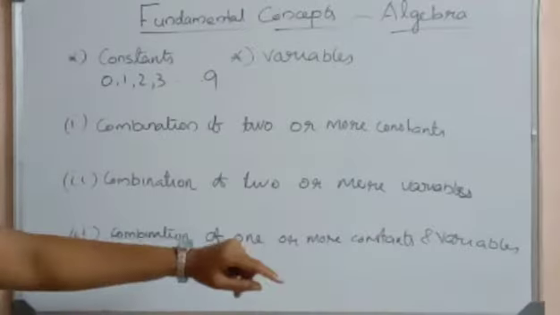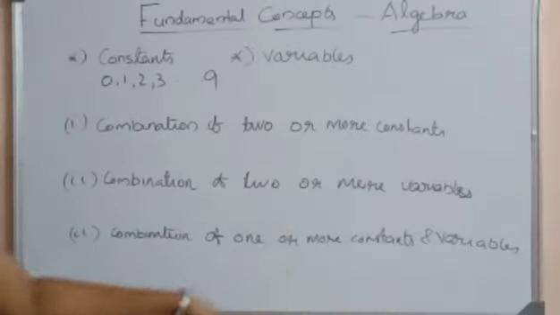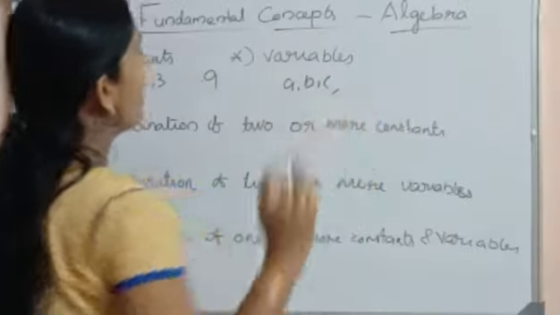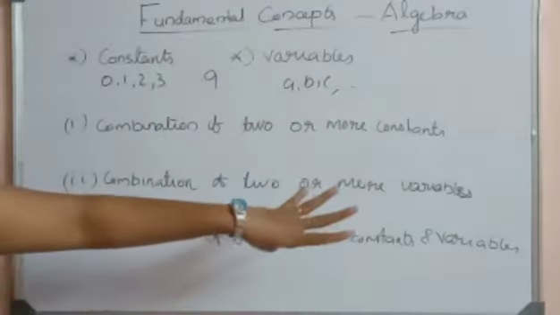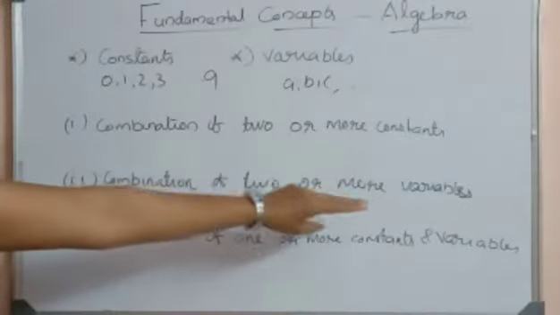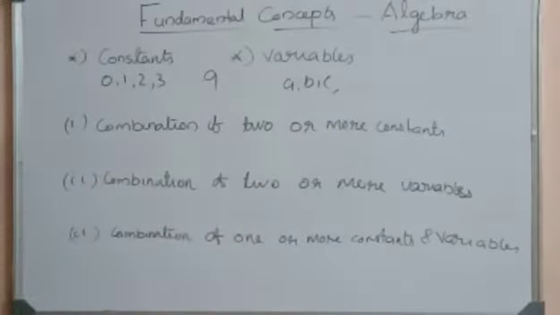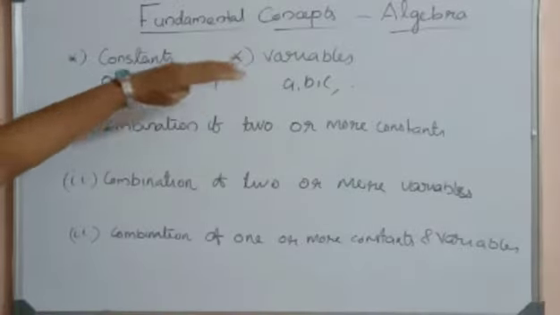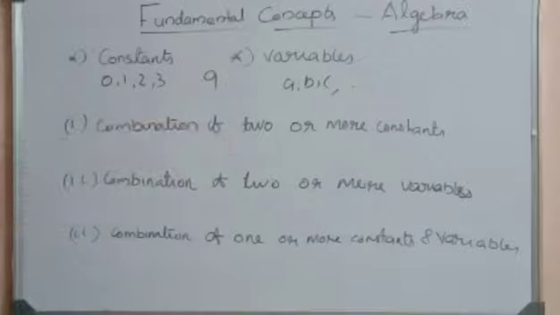In algebra, we use English letters like A, B, C, etc., to which we can assign values according to the requirement. So these letters that we use in algebra are called variables. These are the main two terms we have to study when we are discussing algebra.